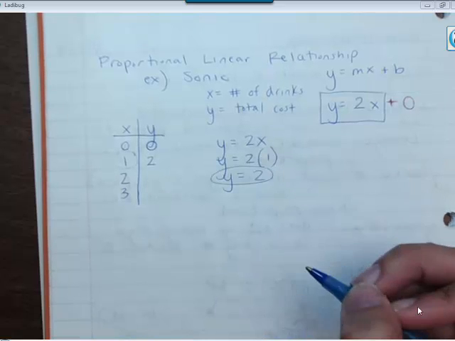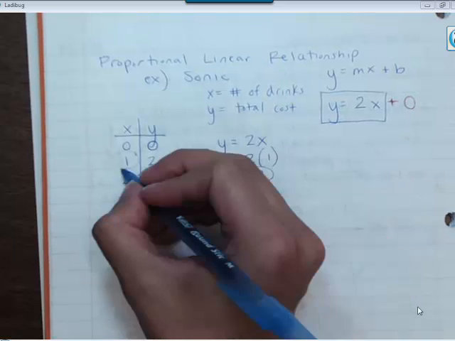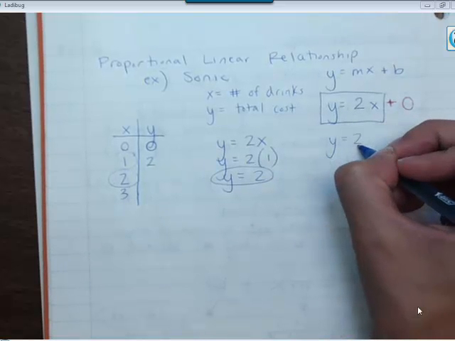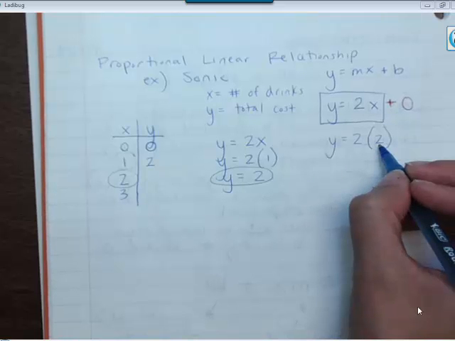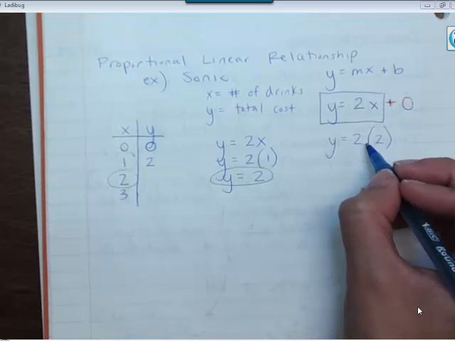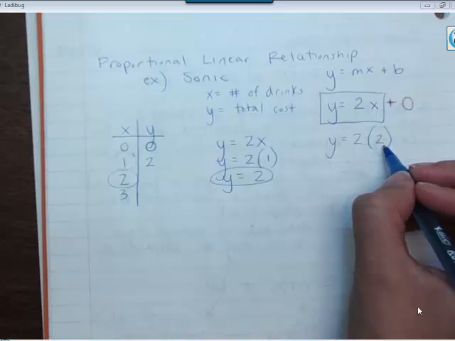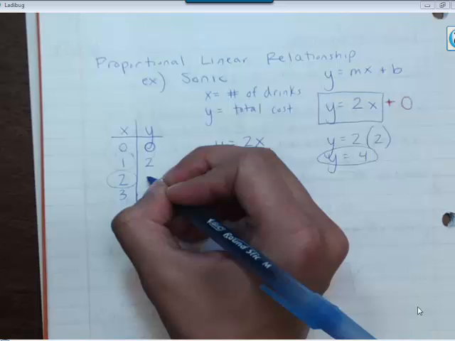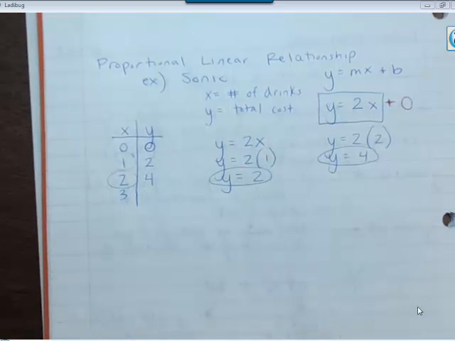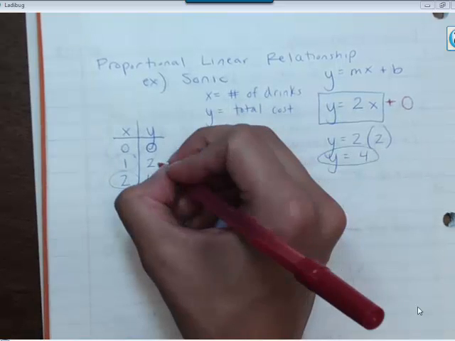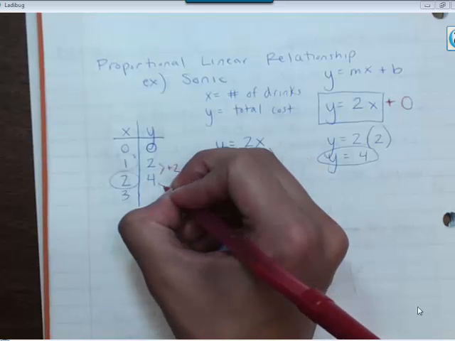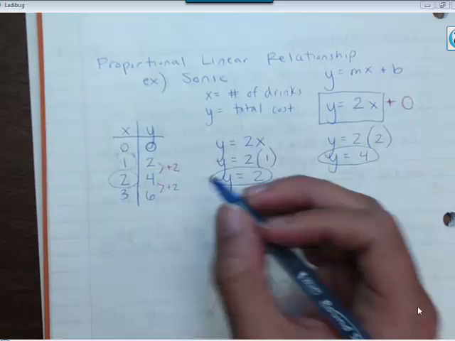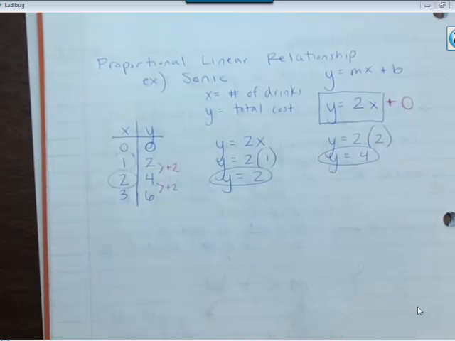I could do the same thing when X is 2. So I'm buying 2 drinks now. I plug it in my equation. It's $2 per drink, and I'm buying 2 drinks. The total cost is $2 per the number of drinks I'm buying. So I'm buying 2. When I multiply those together, I have Y is equal to 4. If you notice, the rate of change is going up by 2 every single time. So if I buy 3 drinks, the total cost is going to be 6. So from there I'm able to create my table.